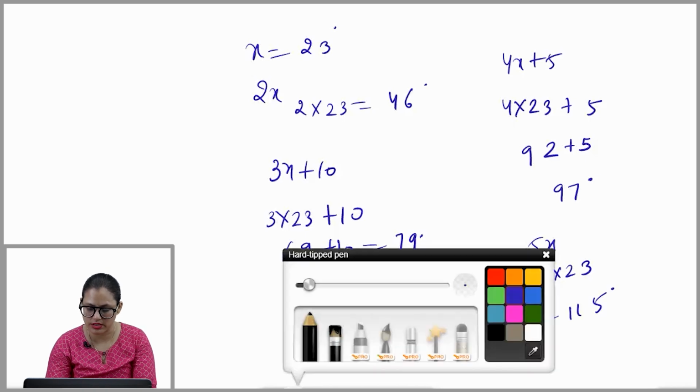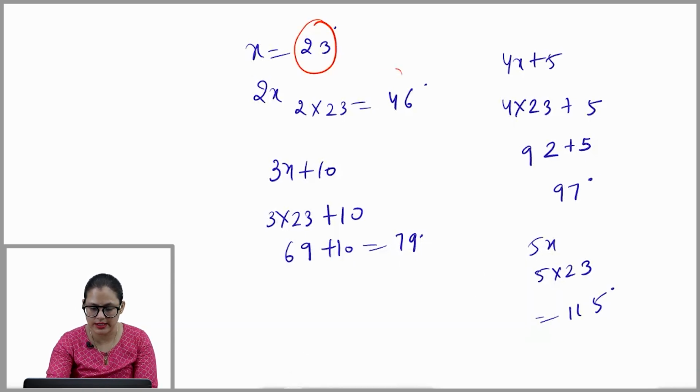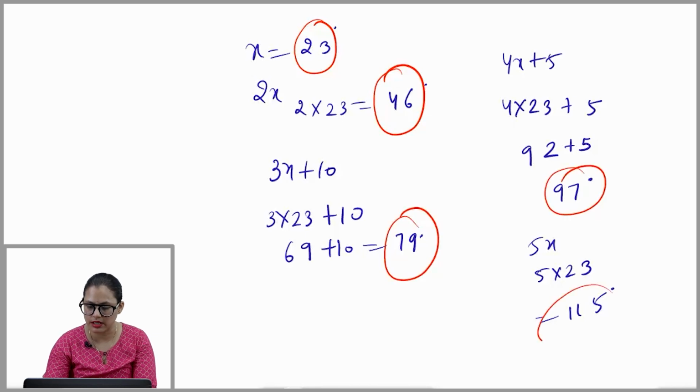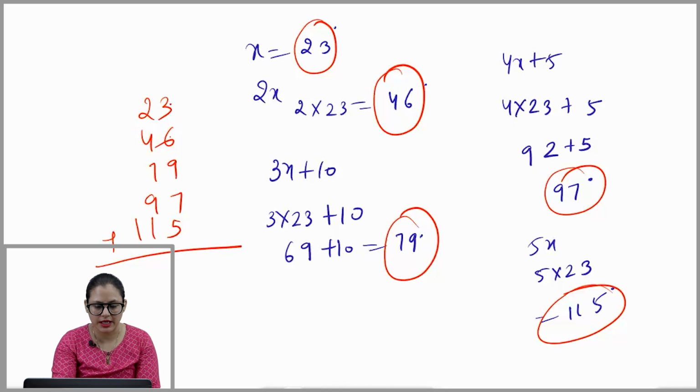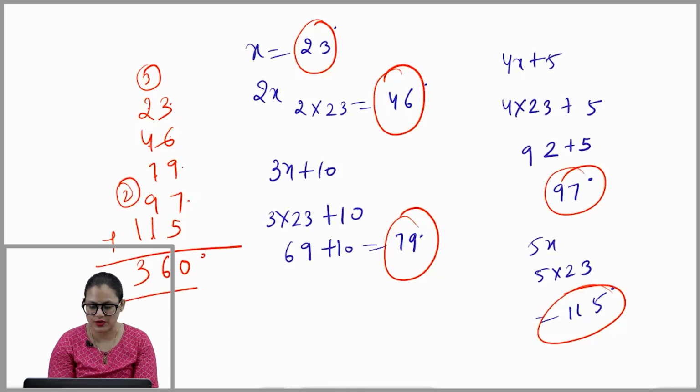Now you can check your answer by adding all these angles. If you get 360, that means your answer is correct. Okay, so let's add them up. 23, 46, 79, 97 and 115. 6 plus 3, 9, 9 plus 9, 18, 18 plus 7, 25 plus 5, 30, 3 carry. 3 plus 2, 5 plus 4, 9, 9 plus 7, 16 plus 1, 17 and plus 9, 26, 2 carry. 2 plus 1, 360 degrees. So that means your answer is correct, right?